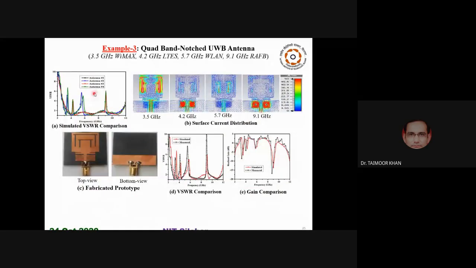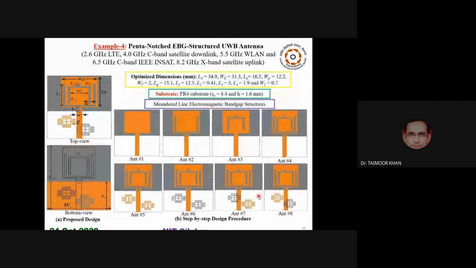Then the antenna 1, 2, 3, 4 performance comparison, where ultimately antenna 4 is giving us the most band at this frequency. Then radiation surface current distribution, then fabricated prototype, measured and simulated performance comparison of that one, that is gain performance comparison of this thing. Then we come to the pentanotch EBG structure UWB antennas.